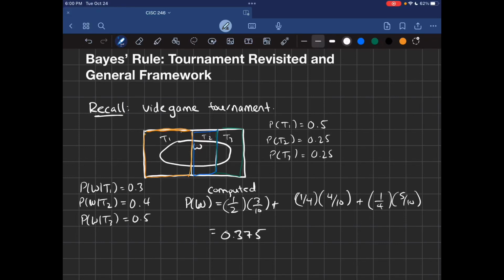In this video, we'll be continuing our study of Bayes' rule. We're going to revisit our video game tournament problem and then talk about the general framework for Bayes' theorem, or Bayes' rule. So this is the setup from the video game tournament from a few videos back.